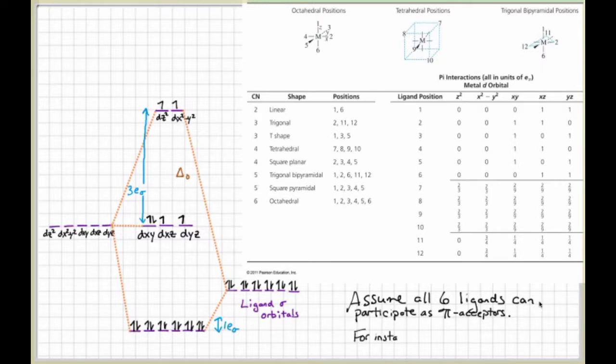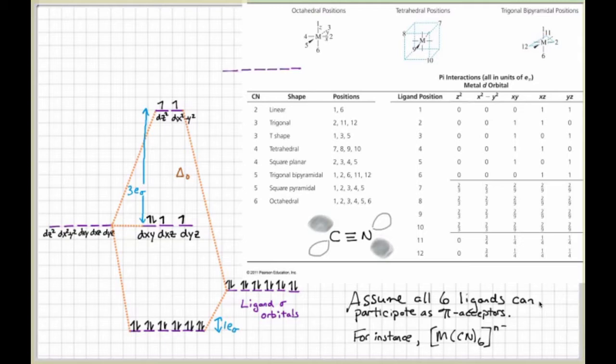So for instance, a complex with 6 cyanide ligands, each cyanide can participate as a pi acceptor. In other words, in back bonding of electron density from the metal to the pi star orbitals of the cyanides. Remember, each cyanide has 2 pi star orbitals, which are empty, no electrons.